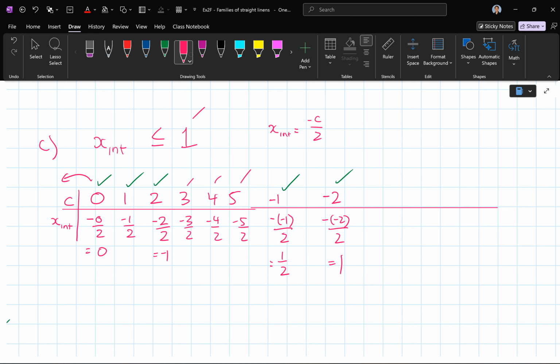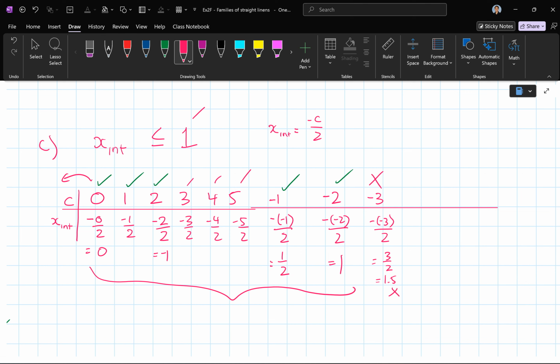But then as soon as I go to negative 3, we can see there's a problem. It becomes negative of negative 3 divided by 2, and that becomes 3 over 2, which is 1.5. And that's now not part of the result. Now, what I just did here is clearly trial and error. And there are times in mathematics where trial and error has its place. Right now, there had to be a better way than doing this.